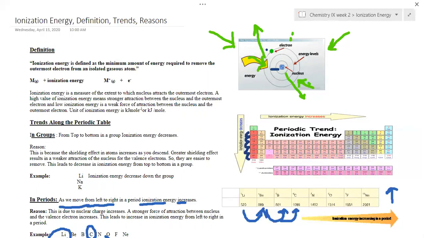And the closer an electron is, or the more strongly an electron is pulled by the nucleus, the more force you have to apply to remove it. It means the force you need to apply is directly proportional to the nuclear pull. If the nuclear pull on that electron is more, you have to apply more force. If the nuclear pull is less, you have to apply less force.